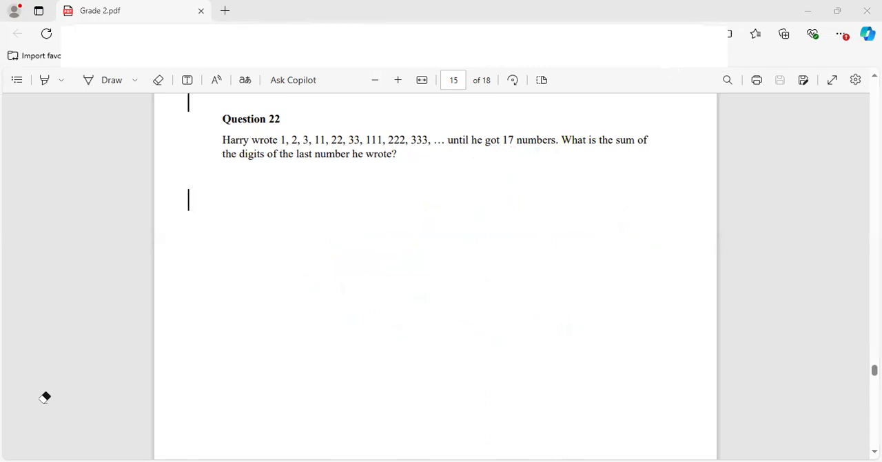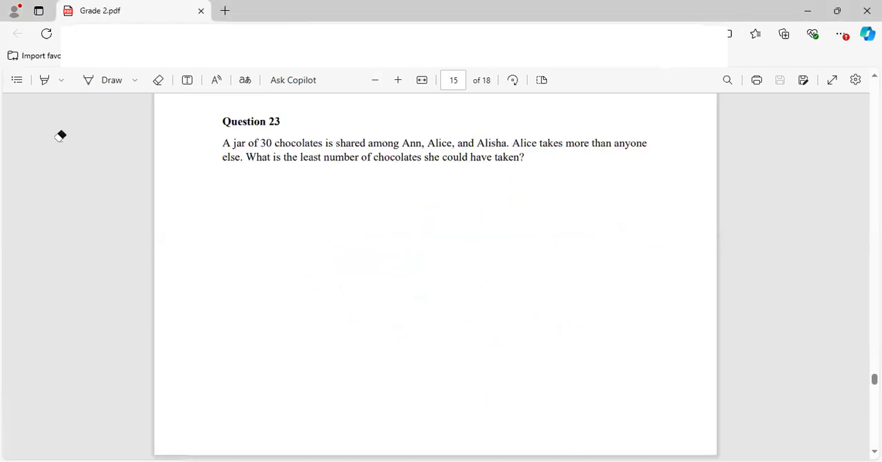Let's go to question 23. A jar of 30 chocolates is shared among Anne, Alice, and Alicia. Alice takes more than anyone else. What is the least number of chocolates she could have taken? So you do 30 divided by 3, which is 10. So each of them should get a number which is very close to 10. So if Alice takes 11, then Anne will have to take say 10 and this will be a 9. When you add it up, you get 30.